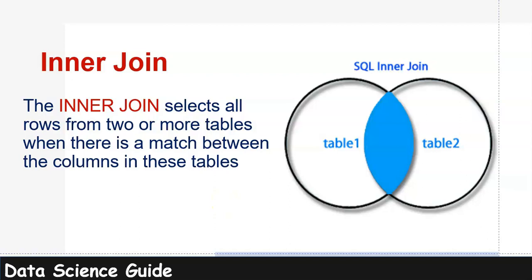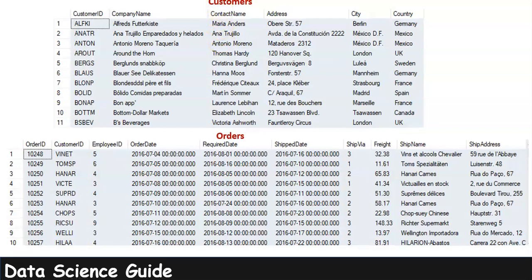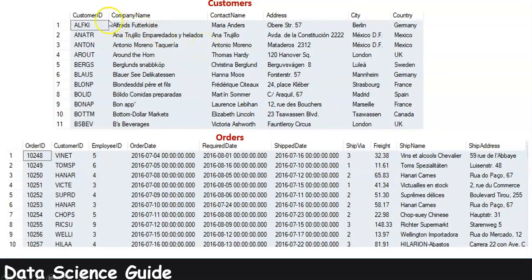To understand that, let's go to the next slide. Let's say that we have two tables, customers and orders. I retrieved several columns from these two tables. Let's see what is the matching column between these two tables. So what do you think? What is the matching column? If you say customer ID, that's the true answer. So the correct answer is the customer ID.